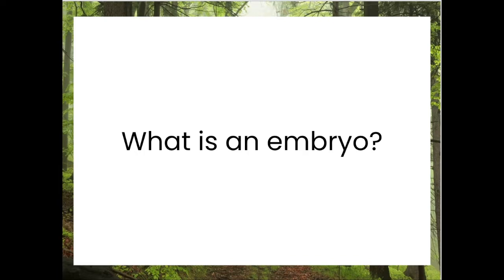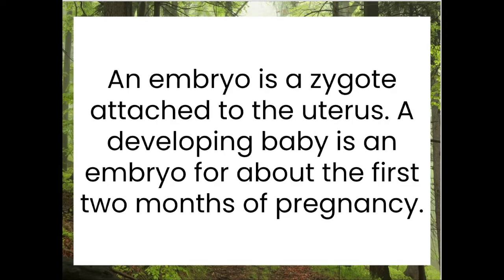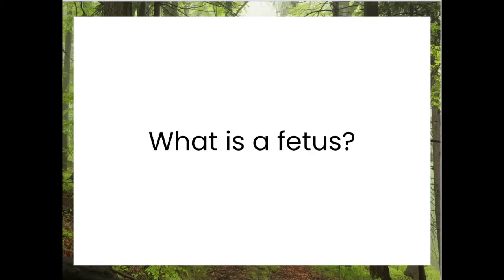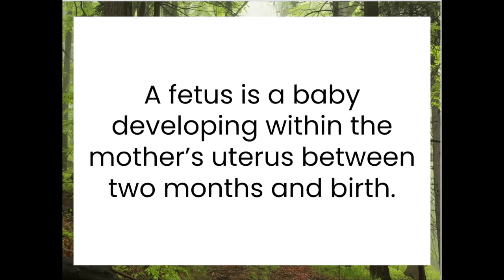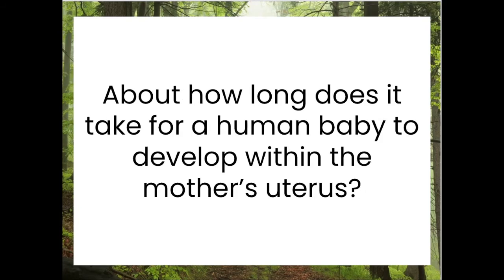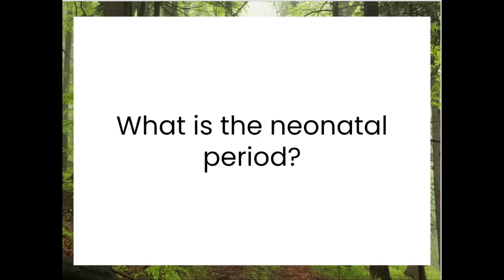What is an embryo? An embryo is a zygote attached to the uterus. A developing baby is an embryo for about the first 2 months of pregnancy. What is a fetus? A fetus is a baby developing within the mother's uterus between 2 months and birth. About how long does it take for a human baby to develop within the mother's uterus? 9 months.